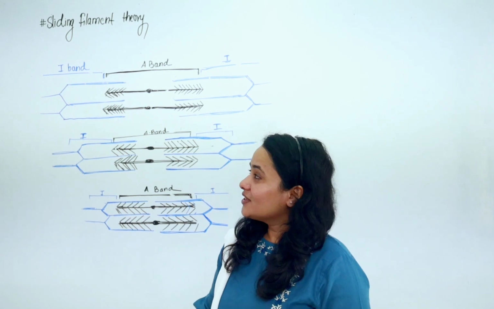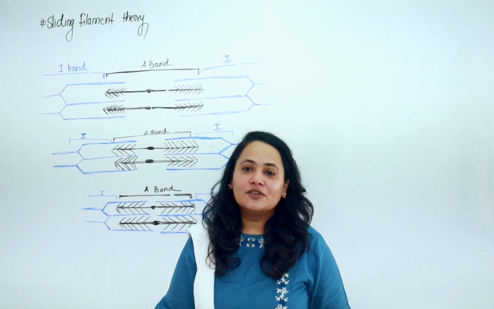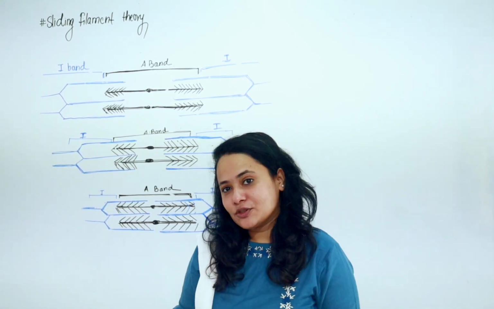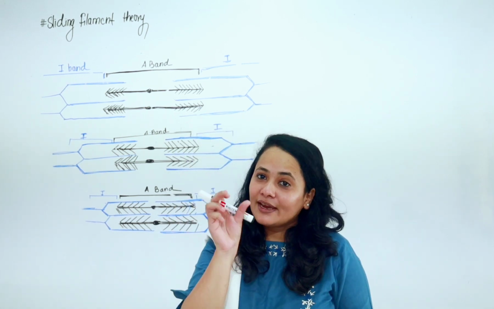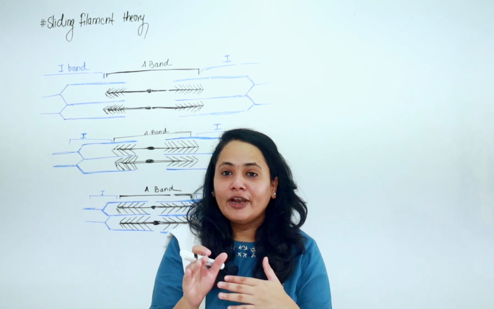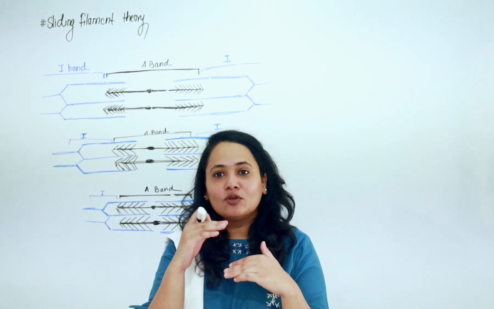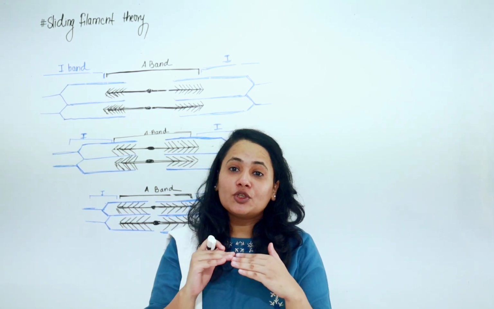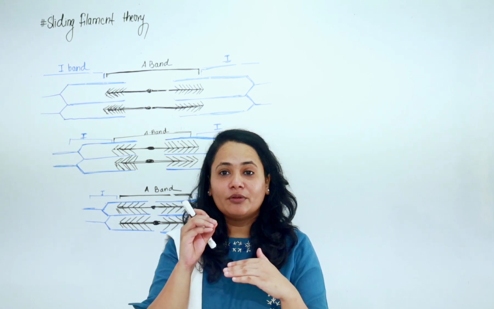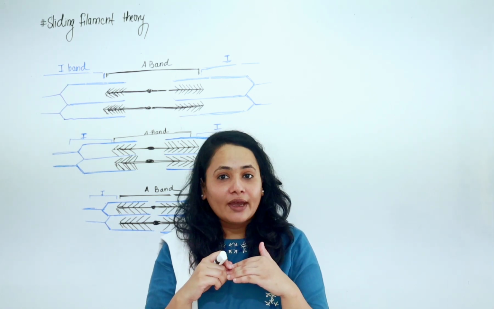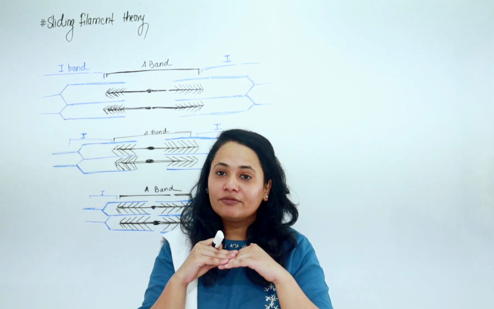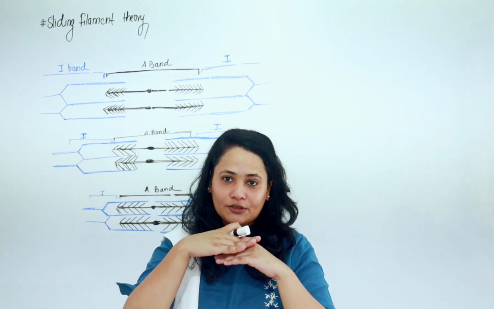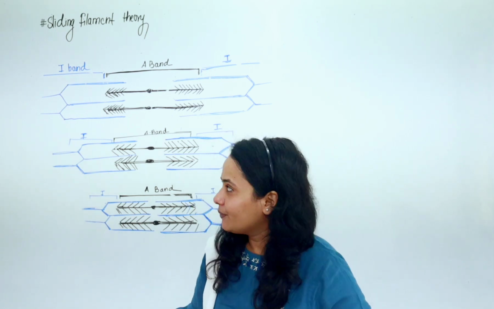Now we start with the sliding filament theory, and that is the theory for the mechanism of muscle contraction. In this you need to take only one concept in mind: sliding filament. The filaments will simply slide over each other. So which is the stable filament? You need to remember one point here: the myosin filament is stable and the actin filament slides over it. So let us begin with the theory.